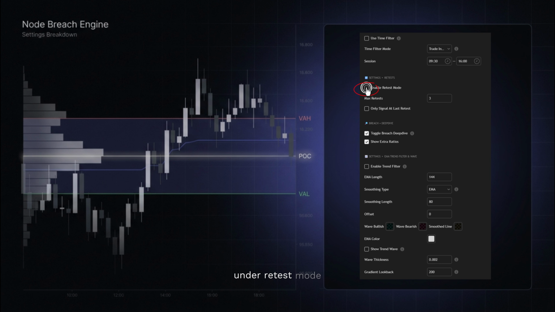Under retest mode, you can tell the engine to wait for repeated retests before firing a signal. This can be useful if you do not want the first touch, but instead want confirmation that the node keeps being respected. Finally, the EMA trend filter helps prevent long signals in bearish trend context and short signals in bullish trend context. This keeps the engine aligned with the broader direction of the market if you want to trade that way.